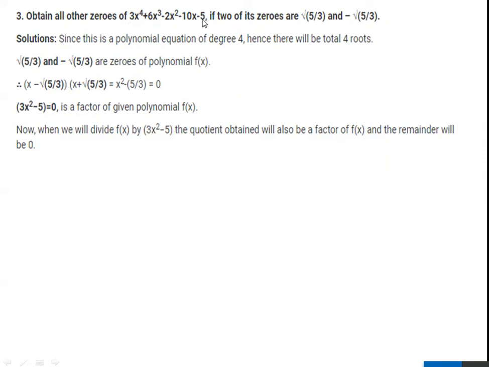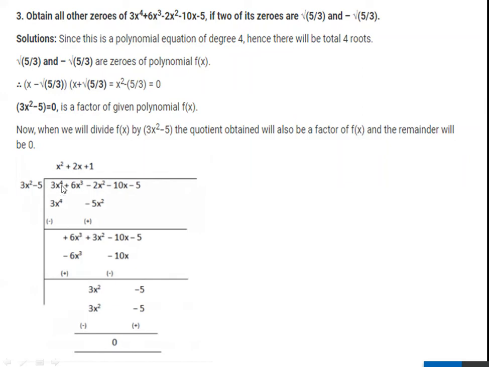So what will you do? You will divide this polynomial by this factor. Okay. So this is the dividend and this is the divisor. We'll see what happens. 3x square minus 5 is the divisor. 3x raised to 4 plus 6x cube minus 2x square minus 10x minus 5 is the dividend. Following the division algorithm, we will divide it and you got the quotient as x square plus 2x plus 1.